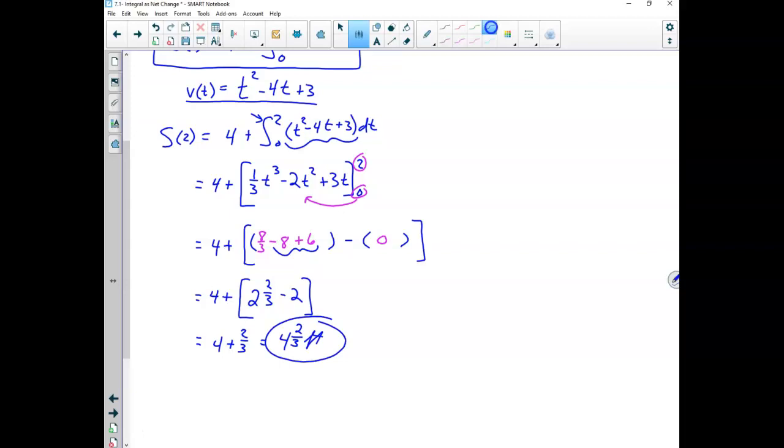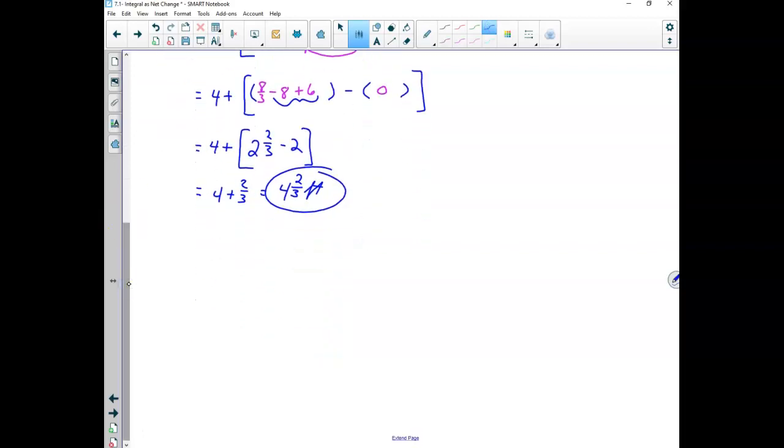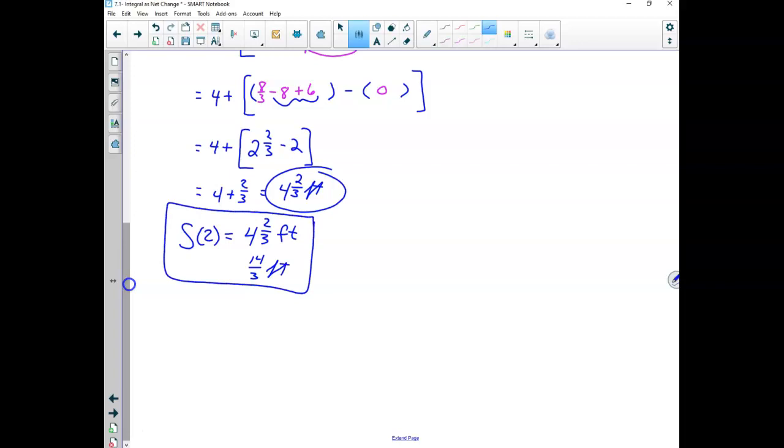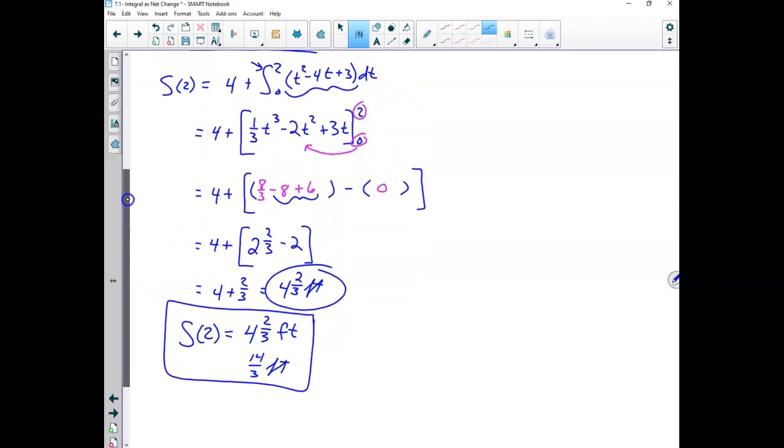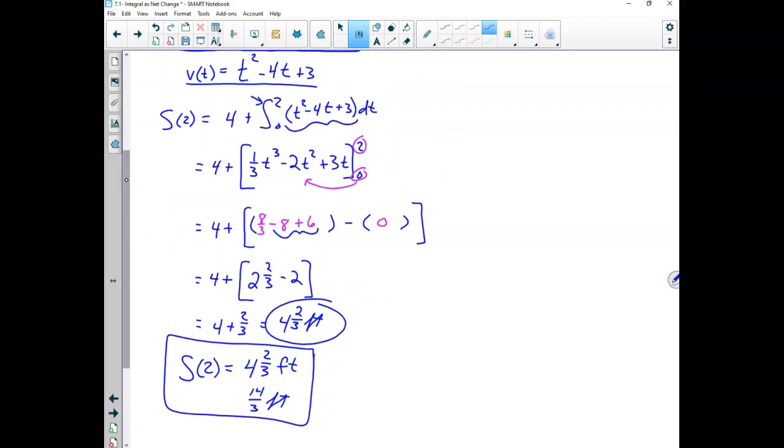Okay? So that is my displacement. Well, not my displacement, that's my position. So I know s, my position at 2, is going to be 4 2/3 feet, or I could call it 14/3 feet. We can find these algebraically by integrating and evaluating like we just did there, okay?